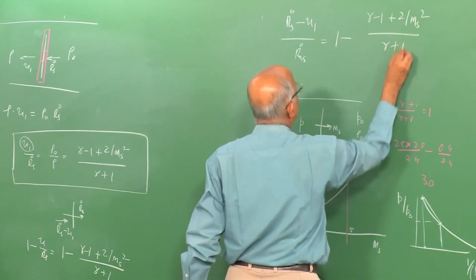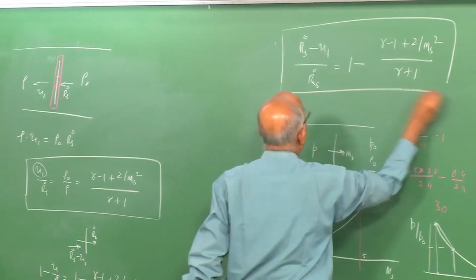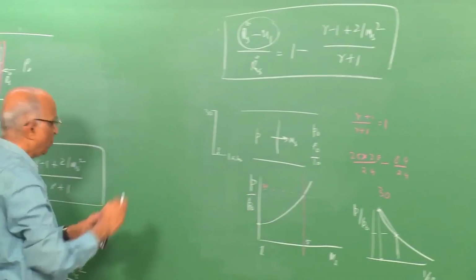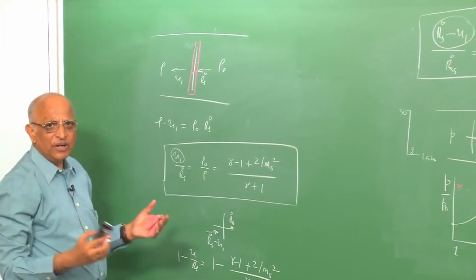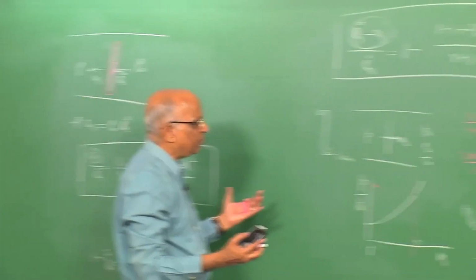Divided by gamma plus 1. This is the velocity of the particles which are moving along with the shock when the shock is moving. If the shock is stationary, well, it is u1 by rs dot. We have succeeded in therefore telling what are the conditions behind the shock.